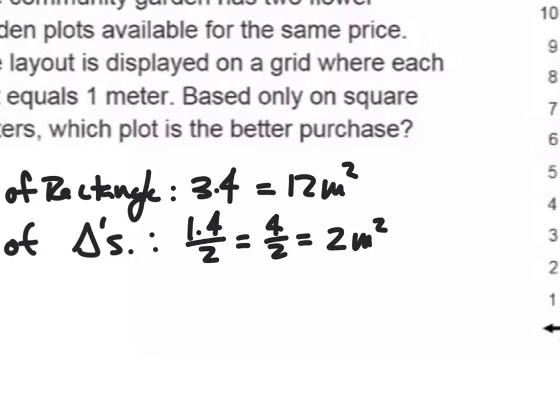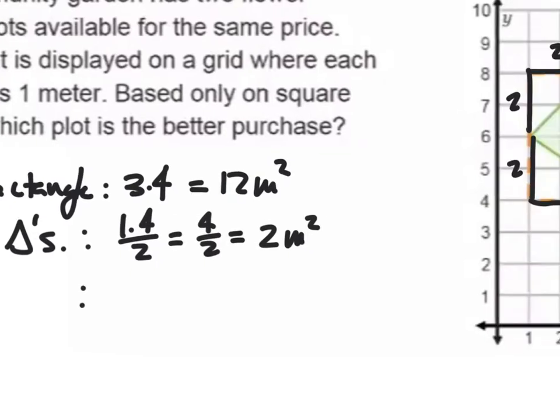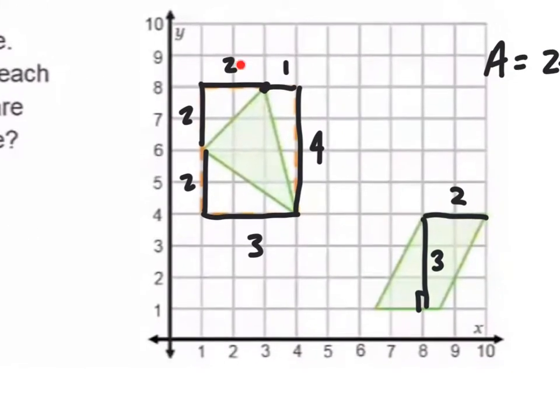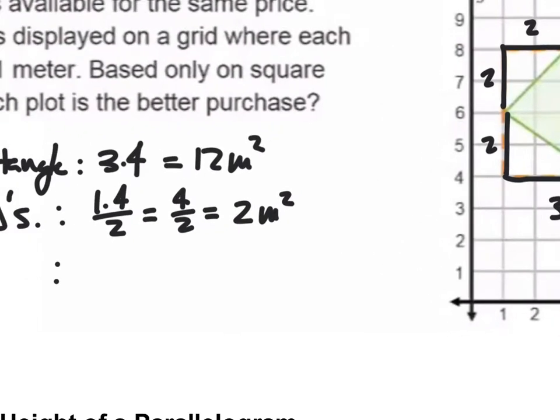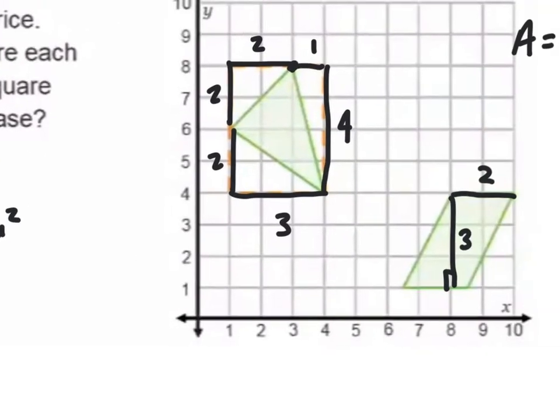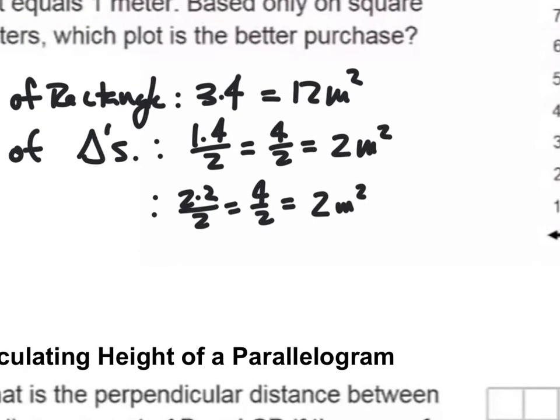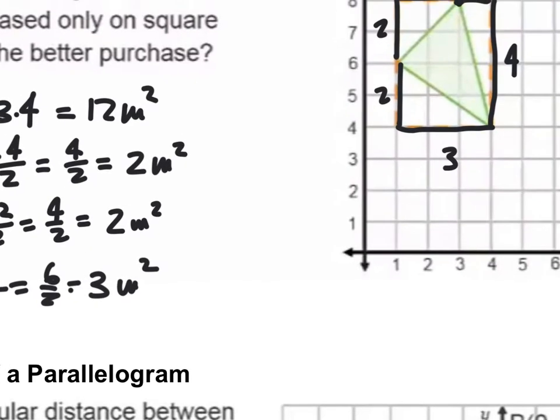Okay, my next one is going to give me 2 times 2 divided by 2, which is 4 over 2, which is 2 meters squared. Okay. And then let's do a 2 by 3 triangle. So that's 2 times 3 divided by 2, and that's going to give me 6 over 2, which is 3 meters squared.